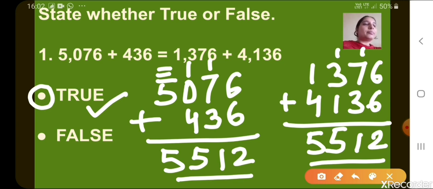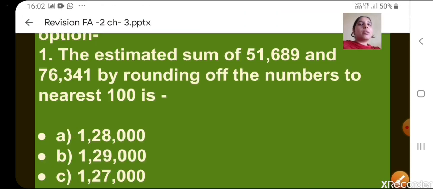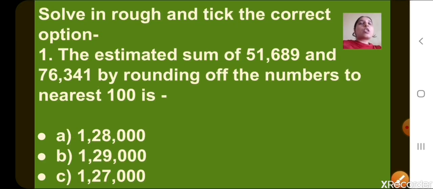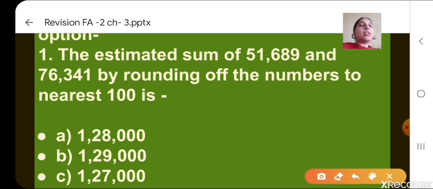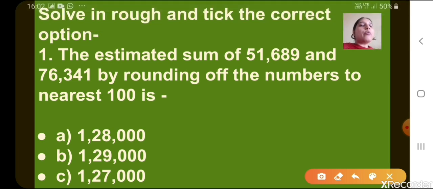Okay, children? Now let's move to the next question. So the next question is, solve in rough and tick the correct option. The estimated sum of 51,689 and 76,341 by rounding off the numbers to the nearest 100 is. So what will be the answer? First let's round off the given numbers. So we have to round off to the nearest 100 now.